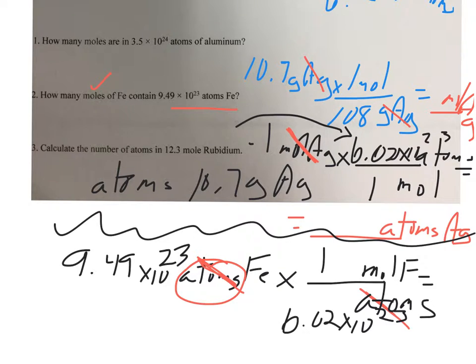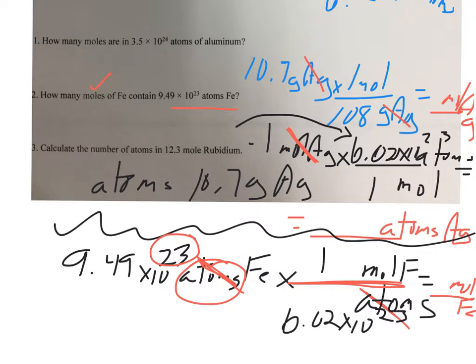And then this is going to give you your answer in moles, right? So you're going to do the 9.49 E23 divided by 6.02 E23, and that's going to give you your moles. What's your moles? Divide that out. 1.58? Okay, and that will be your moles of iron.